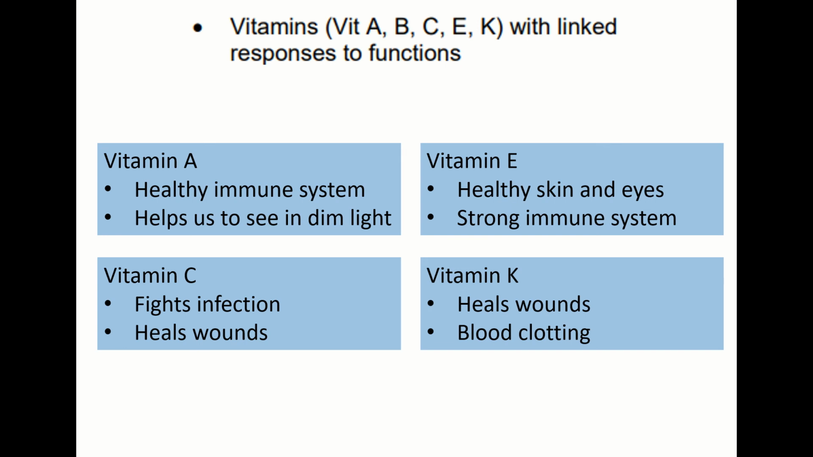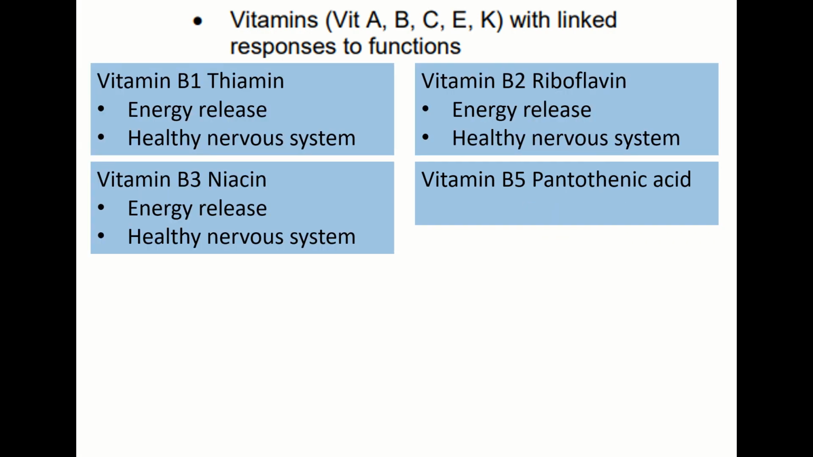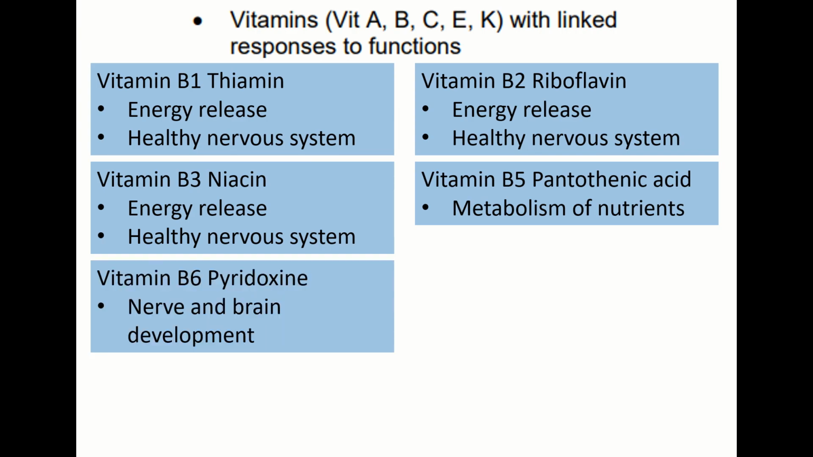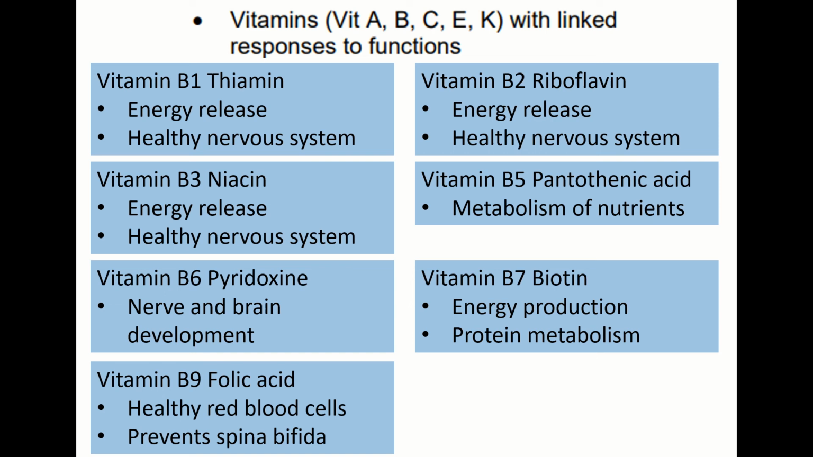Vitamin B, there are quite a few. So there's vitamins B1, 2 and 3, which all help with energy release and healthy nervous system. There's vitamin B5, which helps with the metabolism of nutrients. There's B6, which is nerve and brain development. B7, energy production, protein metabolism. B9, which is folic acid, really helpful for women that are pregnant.